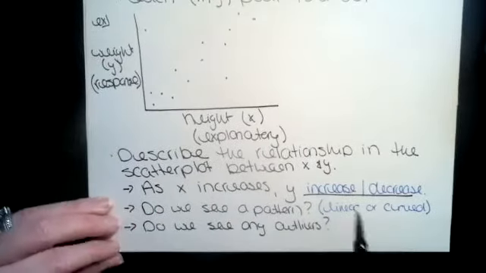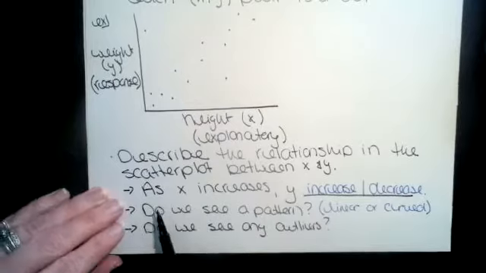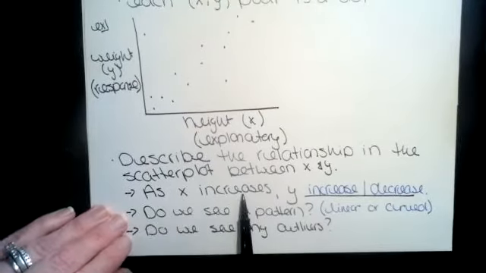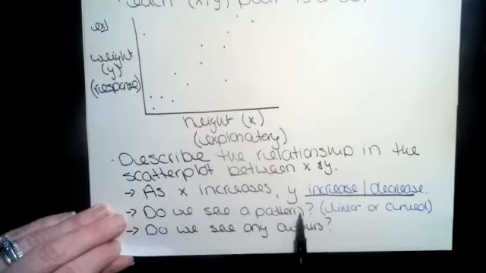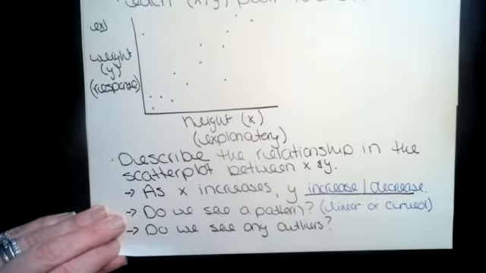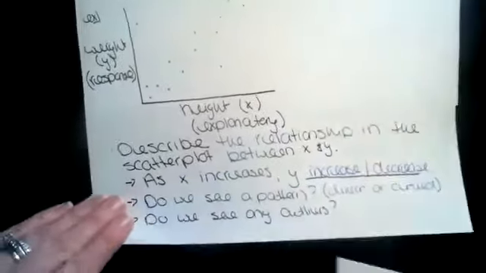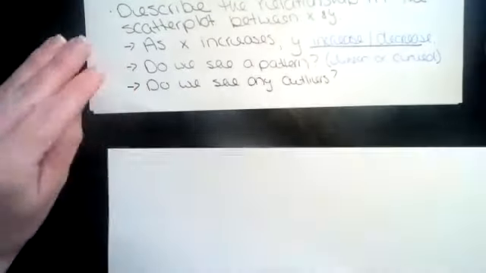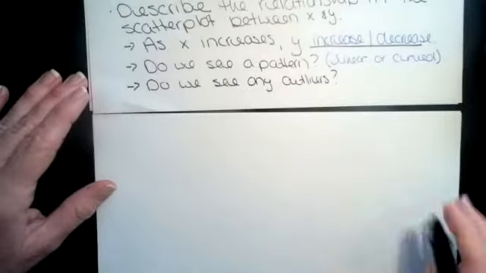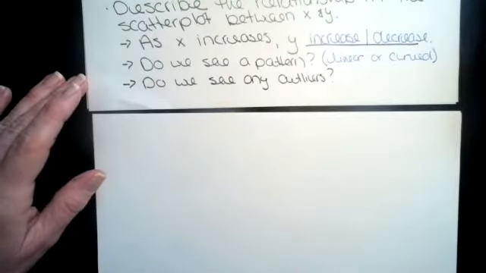So when we're describing a scatter plot, this is what we're going to look at. What happens to y as x increases? And do we see a pattern? Do we see any outliers? So it's very simple, nothing too detailed. And of course, when we talk about things like this, we always talk in context.